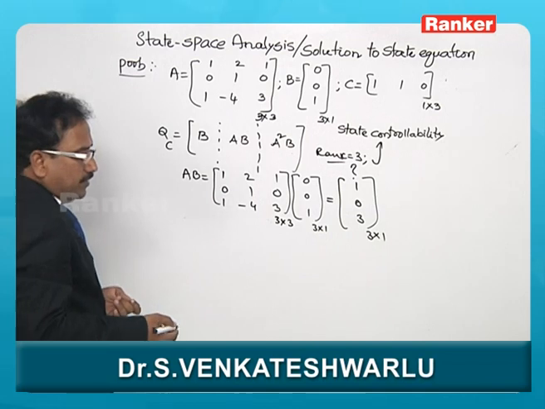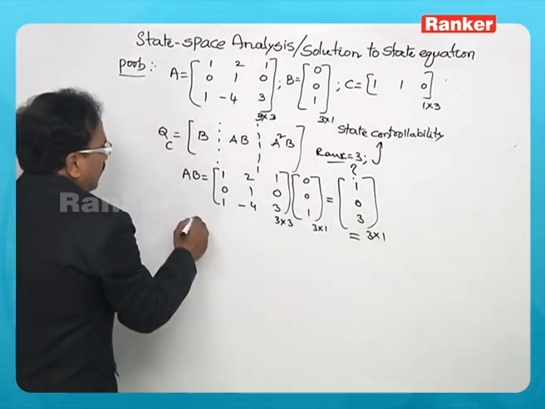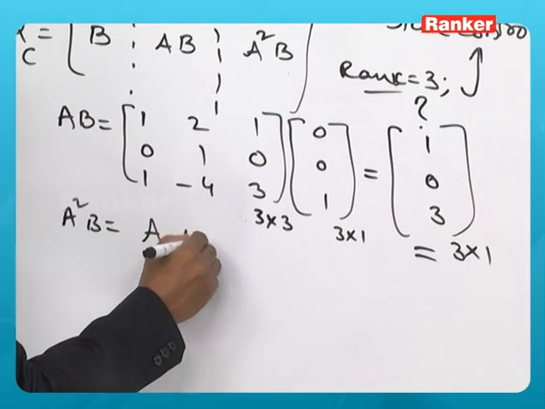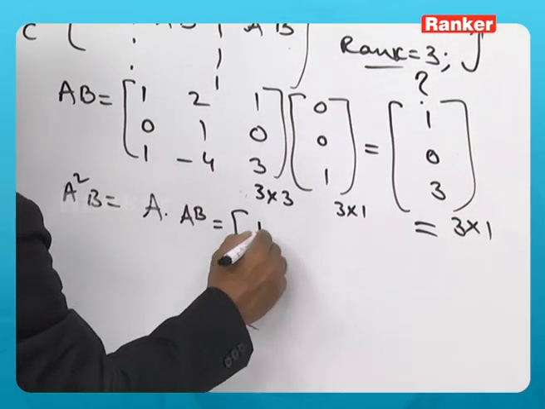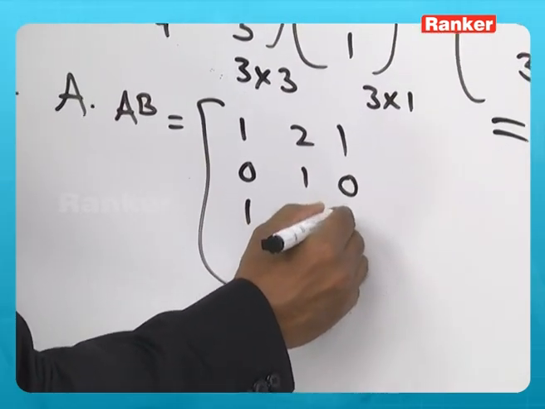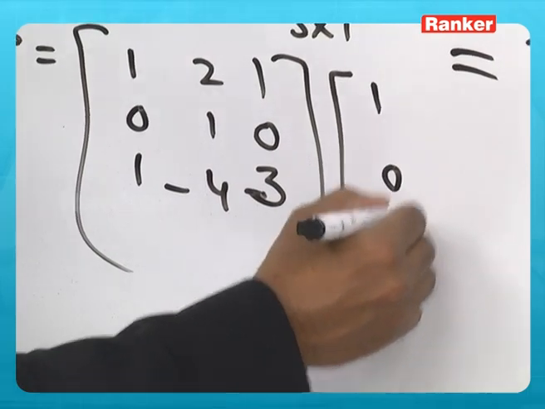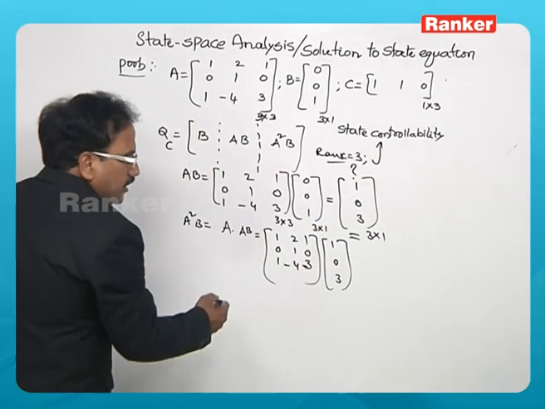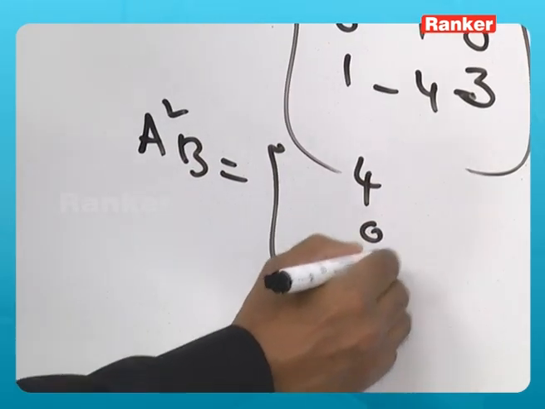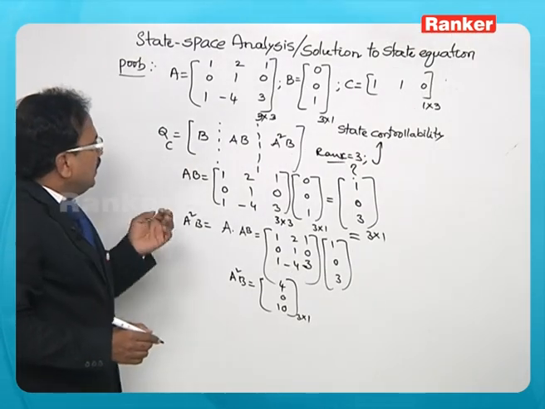Now, A square B, that means A should be multiplied by AB. AB is already obtained here, A is known. So, A square B is A into AB, where the A matrix is given here as 1 2 1, 0 1 0, 1 minus 4 3, then AB is 1 0 3. The resultant A square B is equal to 4 0 10. This is again 3 cross 1. So, you got B, AB and A square B.